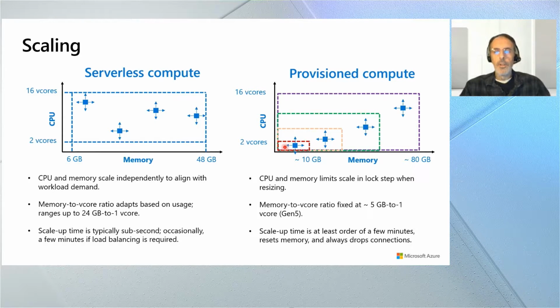10 gigs, then the burden shifts again onto the customer to first identify that the database is low in resources, and then secondly, determine what level of resources the database should be scaled toward. And that scaling process in provisioned compute always lasts on the order of a few minutes. At the completion of that operation, memory is set, caches are flushed, and connections are always dropped, representing a brief disruption in connectivity. This can occur in serverless, but only if load balancing is required, which, as I said, is a very rare event.